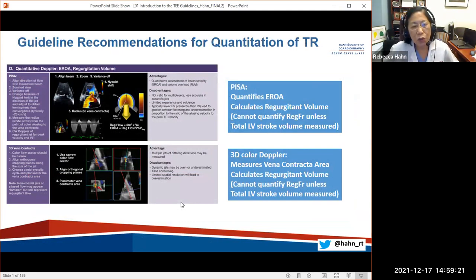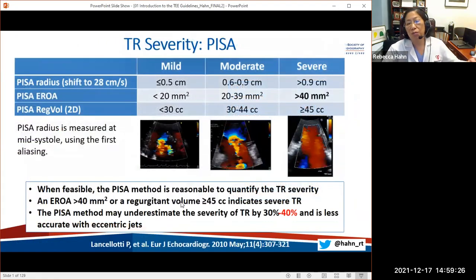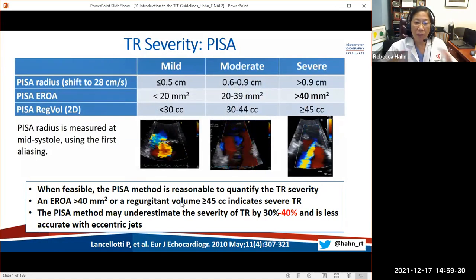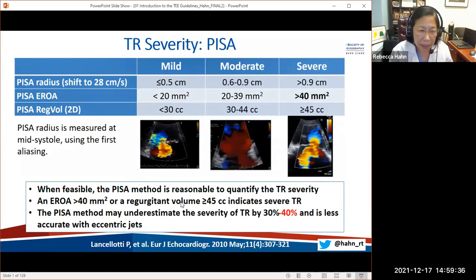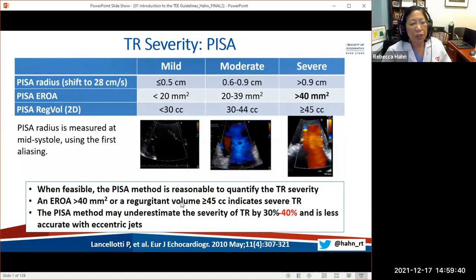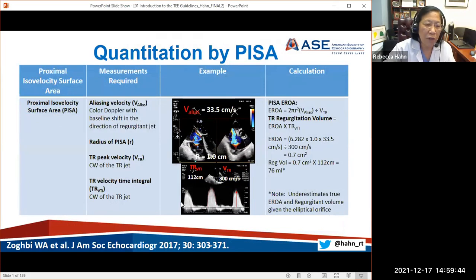Now, the guidelines recommend using PISA on 3D color Doppler. So we're going to go over that. And PISA is a great way of measuring severity. Obviously, it becomes a little bit tricky, as you can imagine, depending on how tethered the leaflets are and how complex the shape of the regurgitant orifice. And there are many studies that have actually shown that PISA is kind of limited. So you can do it from transthoracic or you can do it from transesophageal.